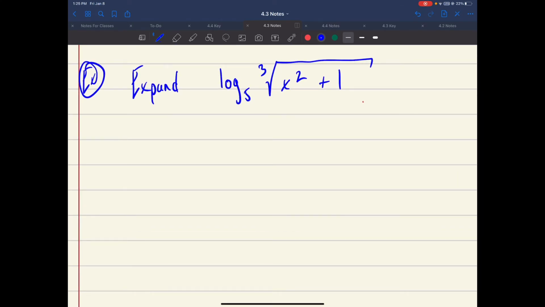So when you have radicals or anything like that, what you want to do is first write those as exponents. So it says expand log base 5 of the cubic root of x squared plus 1. So I will first write that as log base 5 of x squared plus 1 raised to the 1/3. Now we're going to apply our laws of logarithms. If you look at your sheet, law of logarithms number 3 tells us we can bring this exponent down to the front. So it's now 1/3 log base 5 of x squared plus 1.